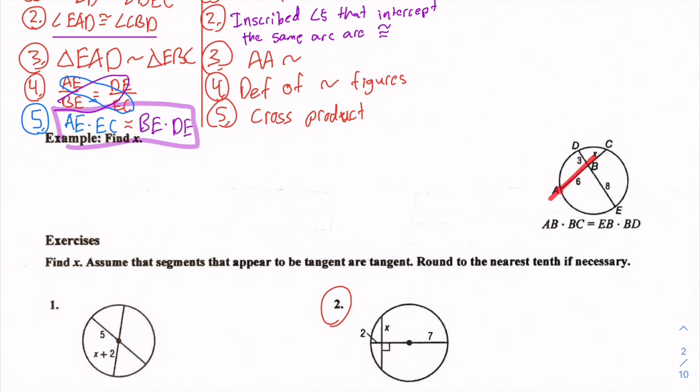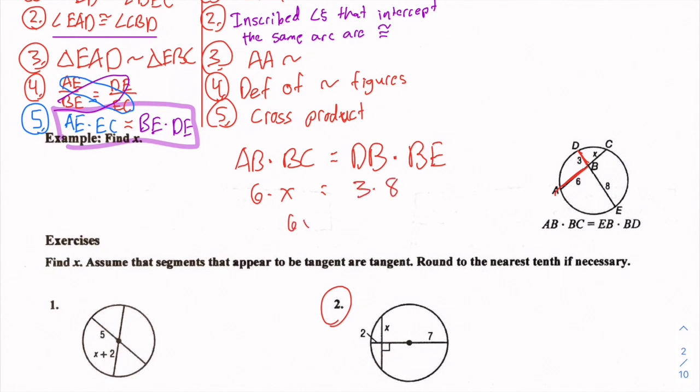Okay, so we have our chord theorem. AB, I'm just gonna write this out. AB times BC, AB is this piece, should equal DB, that piece, times BE. We literally just plug what we have in. 6 times x equals 3 times 8. 6x equals 24. x equals 4. Boom, easy, right?